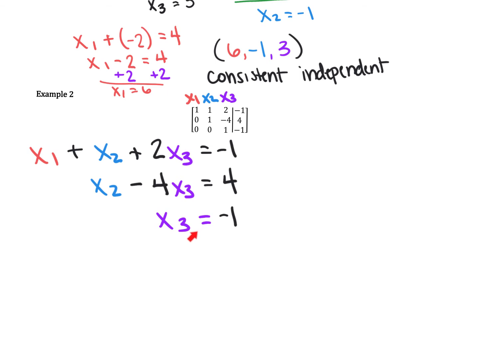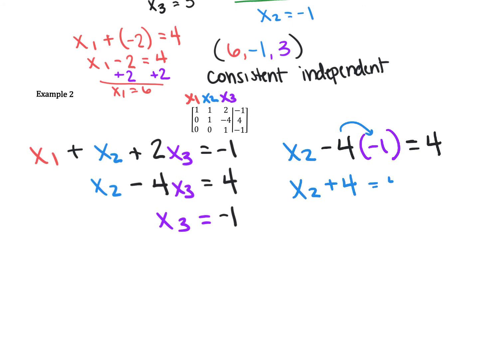Back substitution works now because this is already telling me what a variable is. If I know a variable, I can go back and substitute wherever I have it. So here I know that x3 equals -1. So x2 minus 4 times x3, but x3 is -1, equals 4. So I get x2 plus 4 equals 4. I'm going to subtract 4 from both sides, and I get x2 equal to 0.